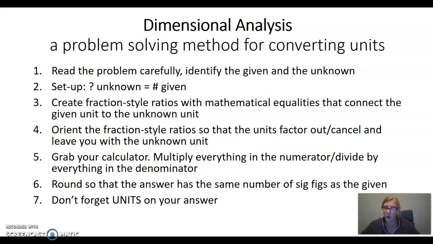Once you have your setup and your fraction style ratios lined up, then you need to grab your calculator. You're going to multiply everything in the numerator of all of these fractions that you're multiplying together and divide by everything in the denominator. Then your calculator garbage, which is just all of the digits that your calculator gives you, will need to be rounded so that the significant figures in the answer match the significant figures in the original given measurement. And finally, we don't want any naked numbers in this class, so make sure that you have units on your answer, which should be the unknown units.